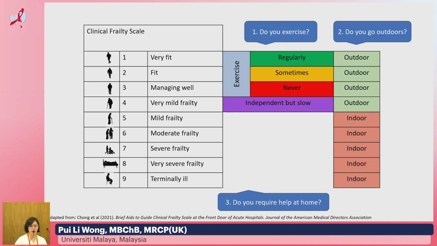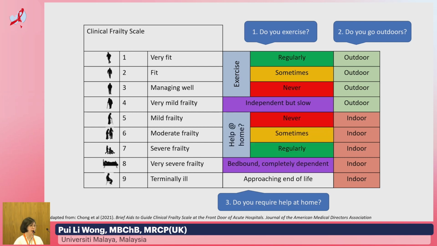Okay, and we'll just go back to our little chart where you're asked, do you exercise? And no, he does not exercise. Do you go outdoors? No, he doesn't really go outdoors. But does he require any help at home? And he doesn't require any help at home, but he does if he goes outside. So he falls at a 5 of mild frailty. Okay, so these are the things that we can think about when we're trying to assess for frailty in a patient.